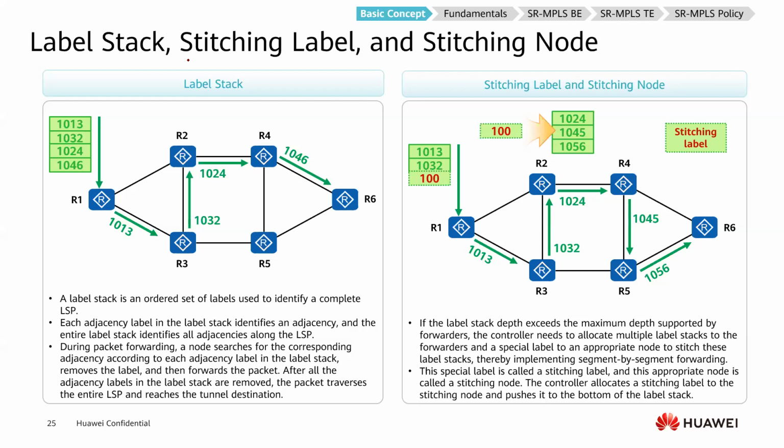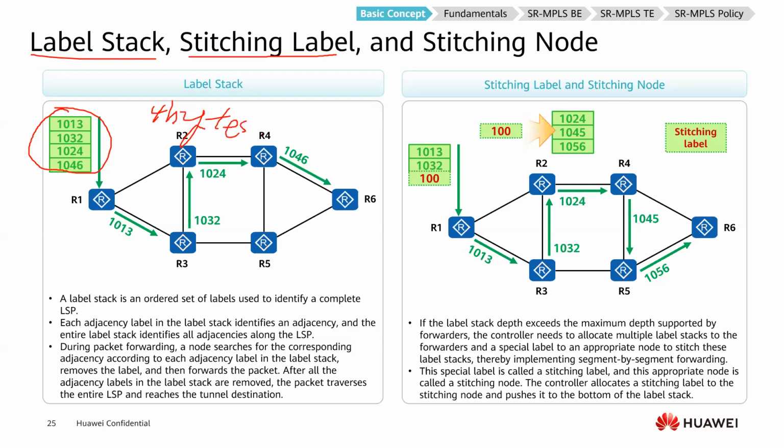Here is a special behavior of SR. Besides push and pop, here's another behavior for the label stack. It is called stitching label. What is stitching label? Since SR, we have this label stack, right? And each label, the length is how many? 4 bytes, right? 4 bytes long.